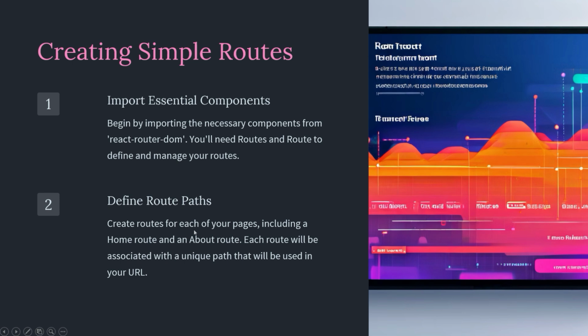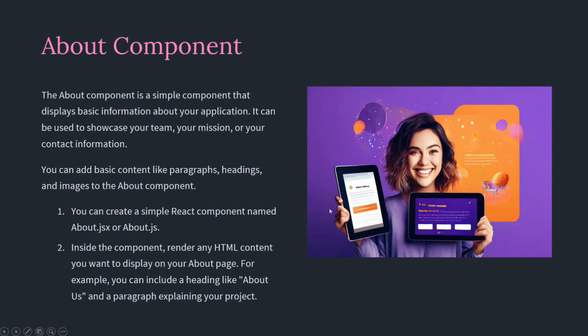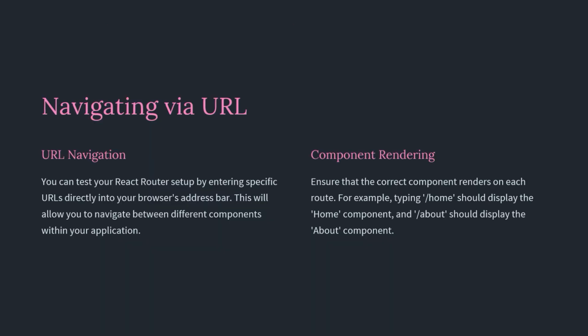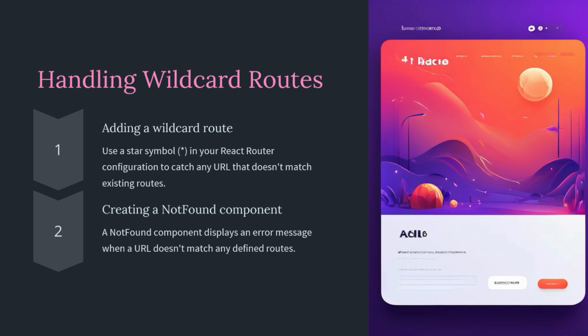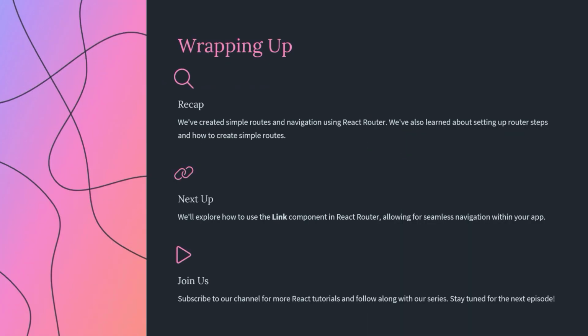Let's do a quick recap of what we have done. We have imported Routes, BrowserRouter and Route from React Router DOM, and then we defined simple routes, and we created the Home component. Again, we created the About component, and then we defined the routes for the Home component and About component. Then we demonstrated how to navigate via URL. We talked about wildcards: if the user tries to enter anything other than home or about, we have put a wildcard route, that is star. For anything other than that, we load a NotFound component. So we have created a simple NotFound component.